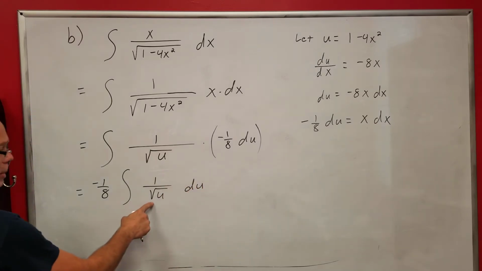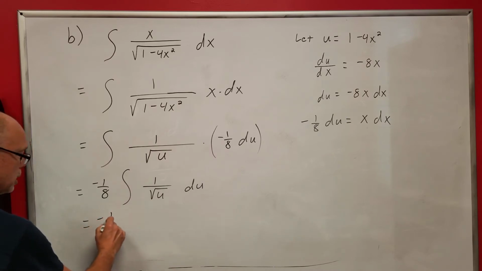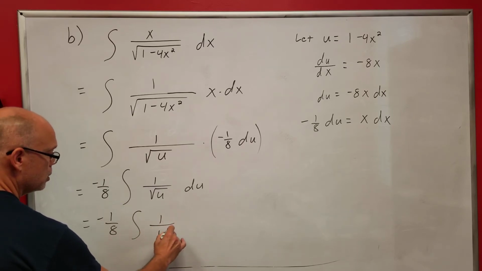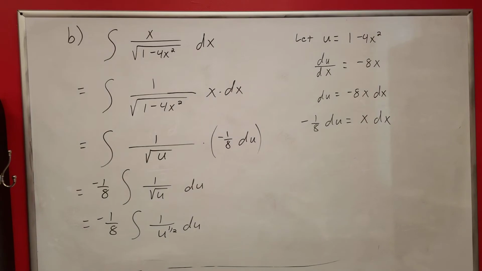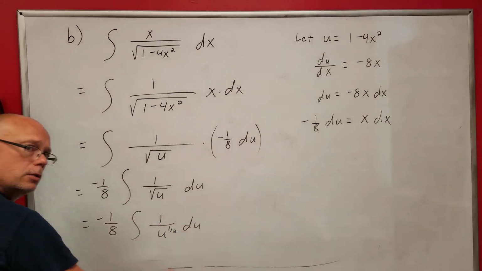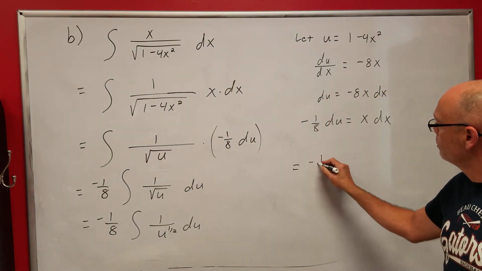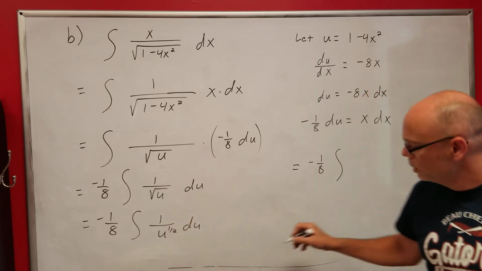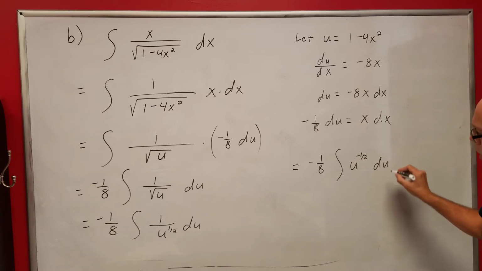Now, this is a little bit difficult to integrate the way it's written. So let me do a rewrite and call this negative 1/8 times the integral of 1 over u to the 1/2 instead of square root of u. Now let's go ahead and bring that u to the 1/2 up top and call it u to the negative 1/2. So we're going to have negative 1/8 times the integral of u to the negative 1/2 du.